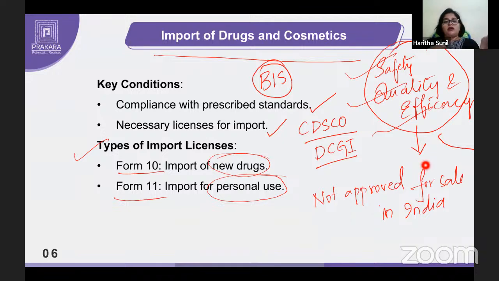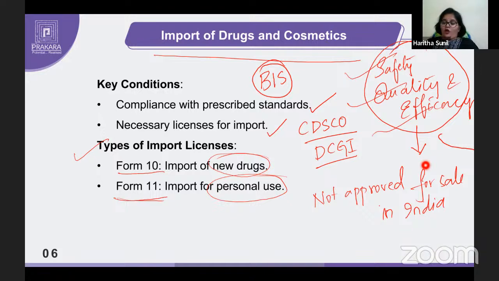So, first, the importer must submit the safety and efficacy data, including the results from the clinical trials which are conducted either abroad or within India, and also getting the approval from DCGI is mandatory. So, for example, if a company wants to import a new anti-cancer drug for the clinical trials in India, they should submit the Form 10.